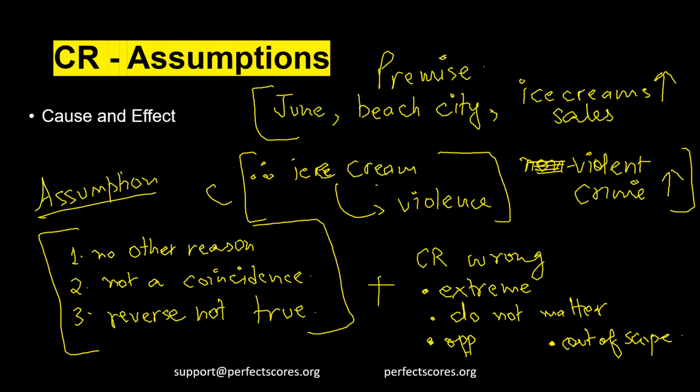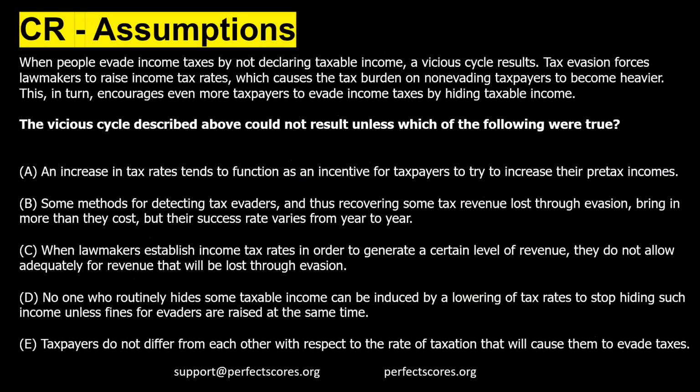So let's have a look at a question here. And let's do this question together. So this question stem is an assumption question stem, but it's acting in a more twisted way. The vicious cycle described above could not result unless which of the following were true. So basically it's asking us what is the assumption. Let's look at the pattern over here.